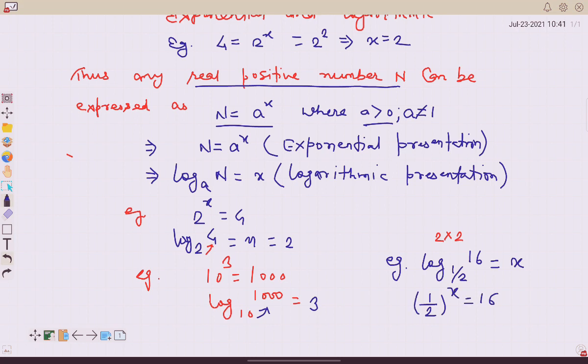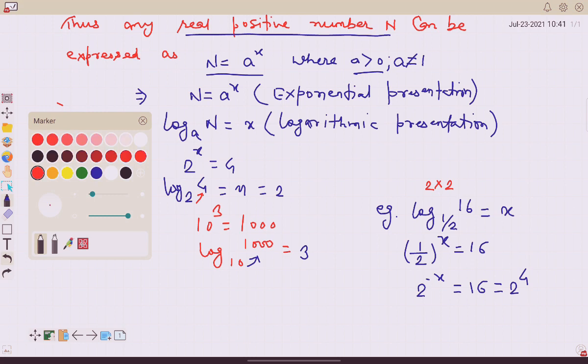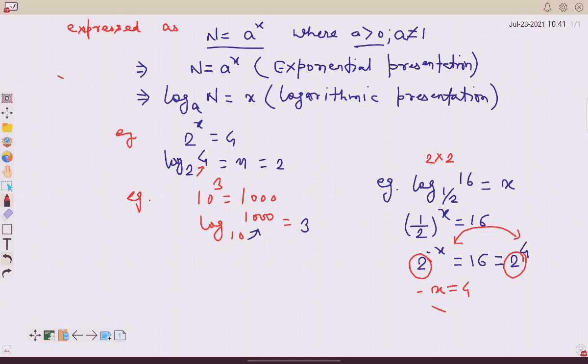First step done. In the second step, by using the law of exponents, we can write 2 raised to the power minus x is equal to 16, or we can write 16 as 2 raised to the power 4. Here we have 2 and again 2, so our base value is the same, so the powers must be equal. So what is the value of x? Minus x is equal to 4, then x is equal to minus 4.